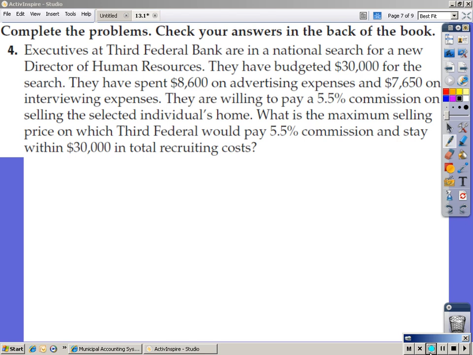Executives at Third Federal Bank are in a national search for a new director of human resources. They have budgeted $30,000 for the search. They have spent $8,600 on advertising expenses, $7,650 on interviewing. They're willing to pay 5.5% commission on selling the selected individual's home. What is the maximum selling price on which Third Federal would pay 5.5% commission and stay within the $30,000 in total recruiting costs? Okay, so again, X is going to equal the price of the house.